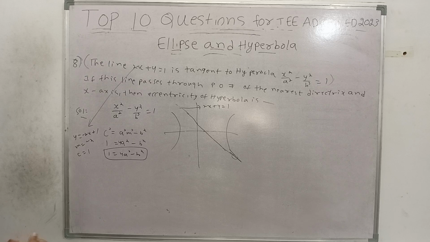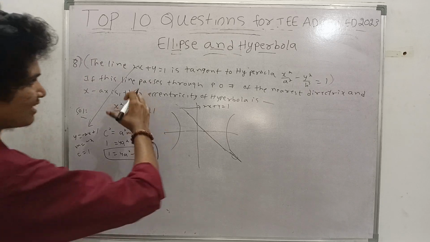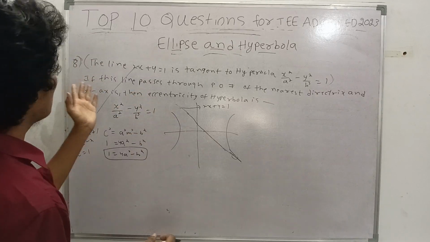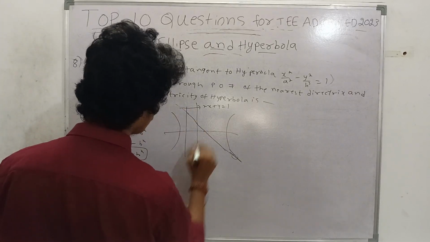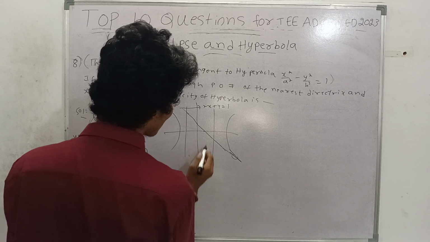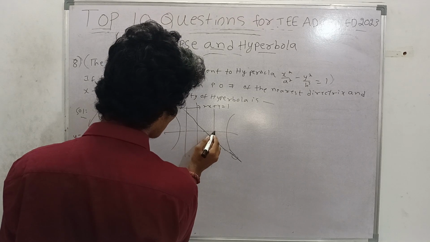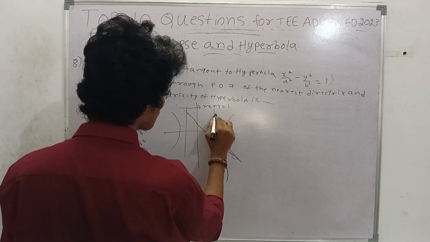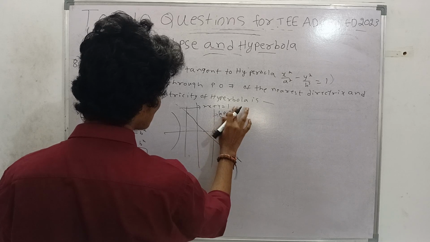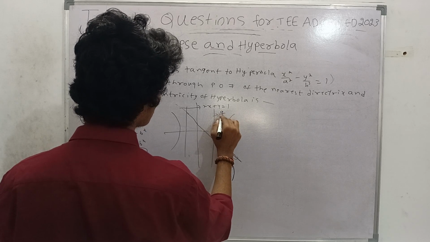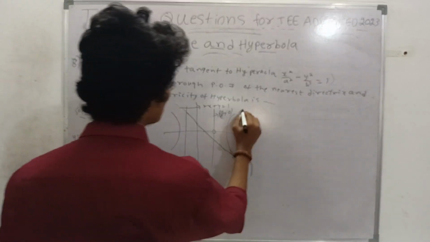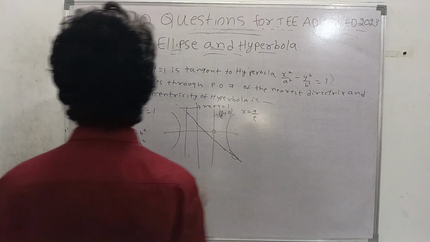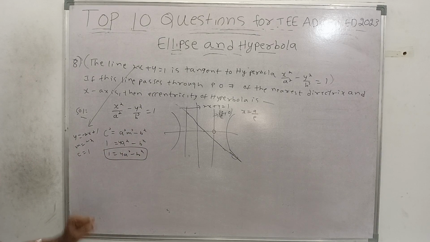And now what they are saying? This tangent passes through the point of intersection of the nearest directrix. For this hyperbola there are two directrices. What is the nearest directrix and x-axis? It is here. So what is the equation of this? It is A by E comma 0. Directrix equation they are saying A by E comma 0. So x equal to A by E.